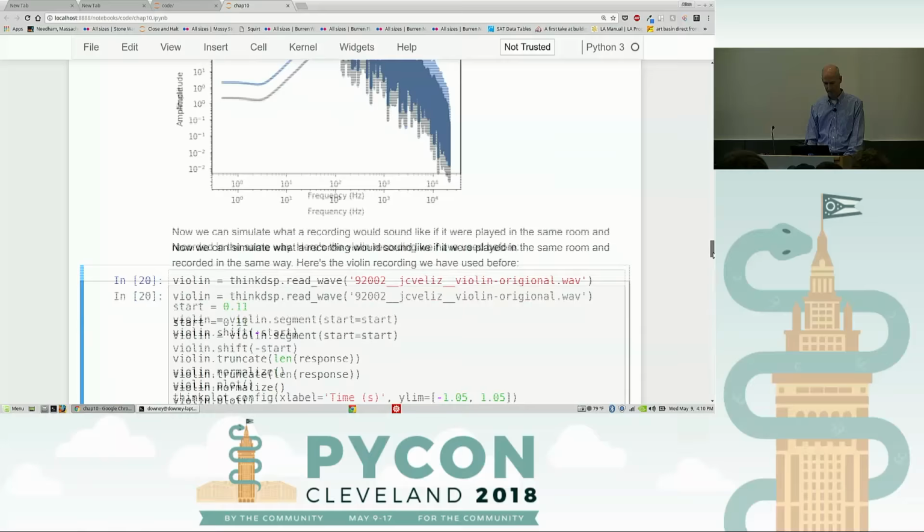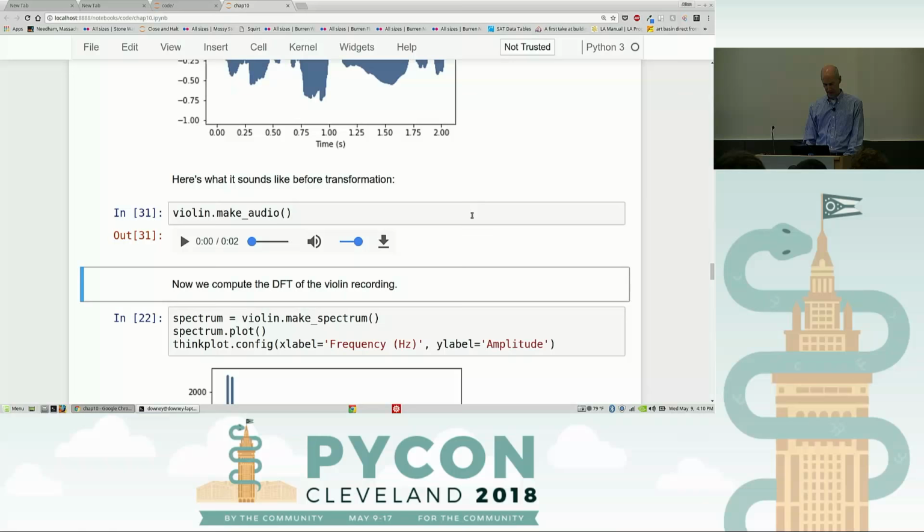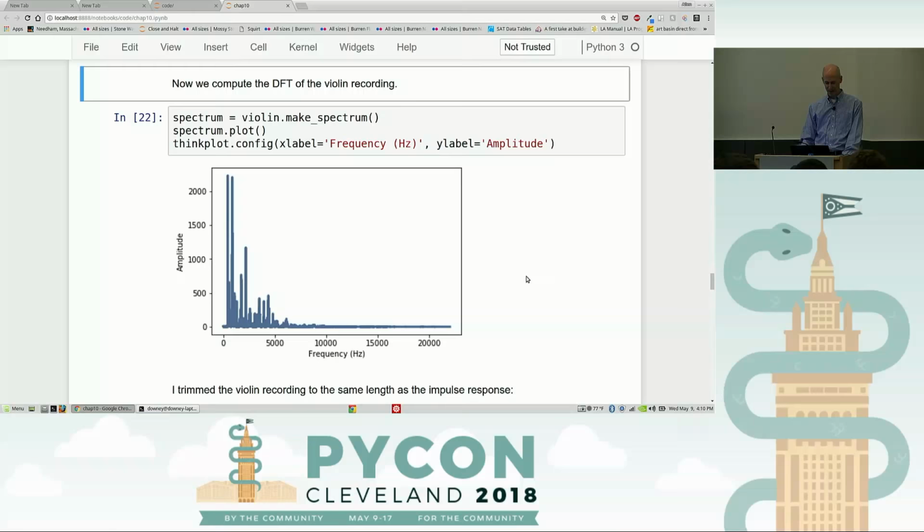Now, I'm going to take my violin recording again. I'll play that just to remind you what it sounds like. And I can compute the Fourier transform of the input. So this is the spectrum of the violin.